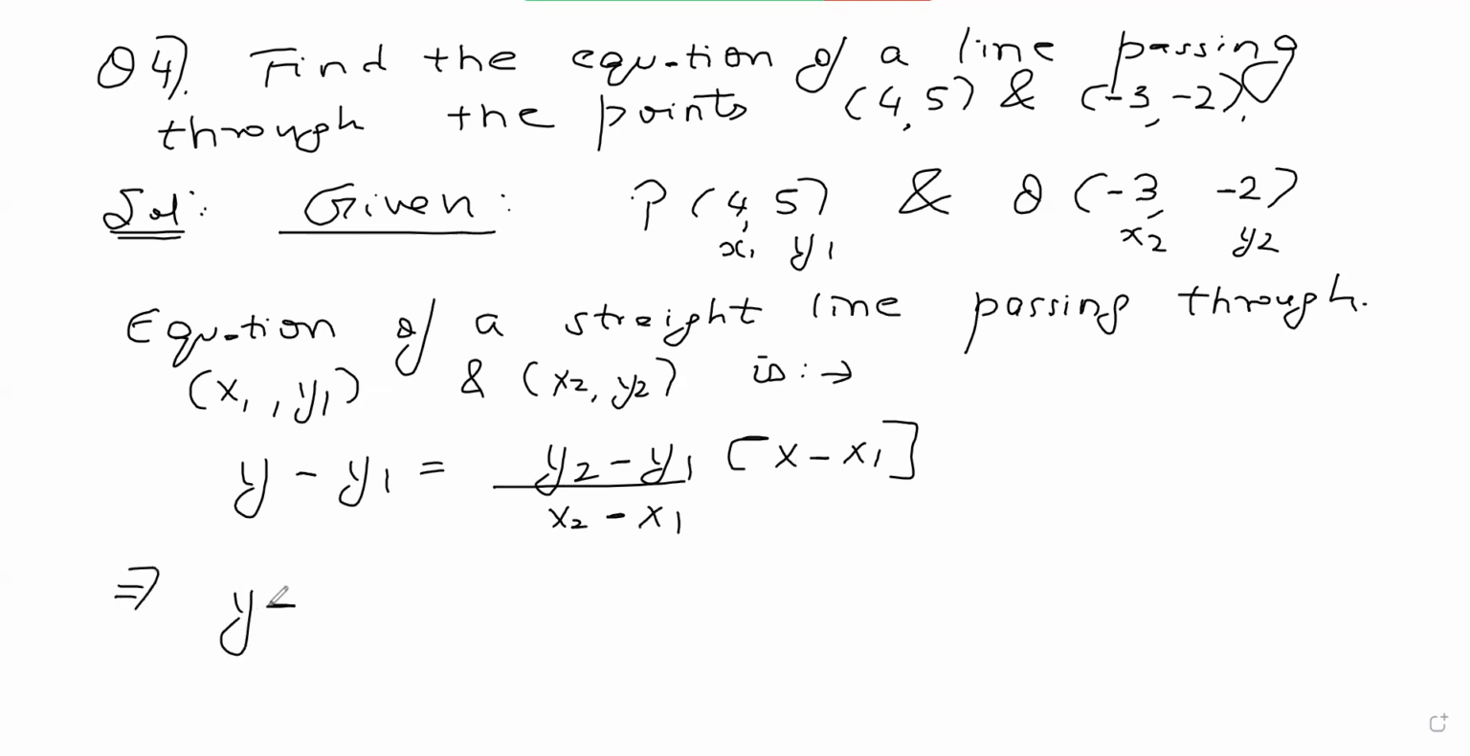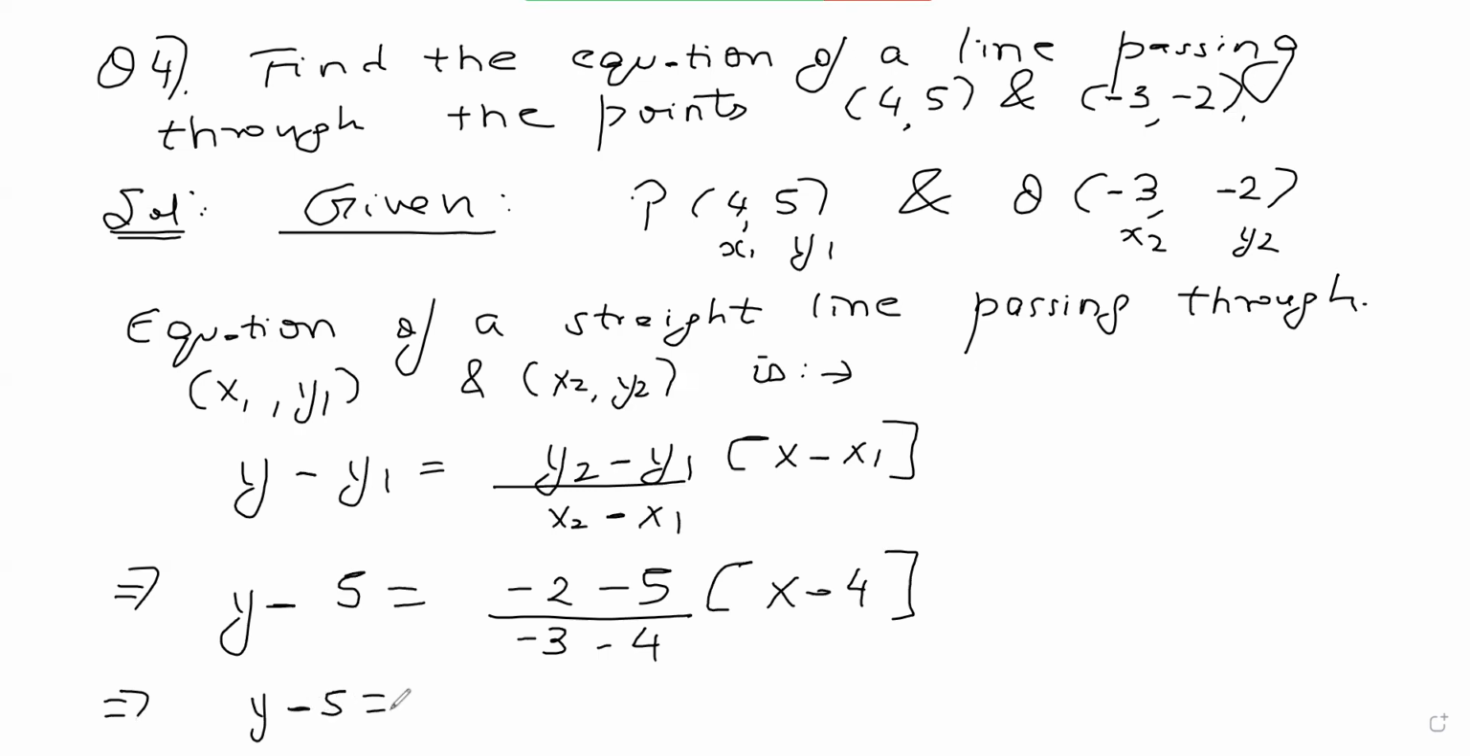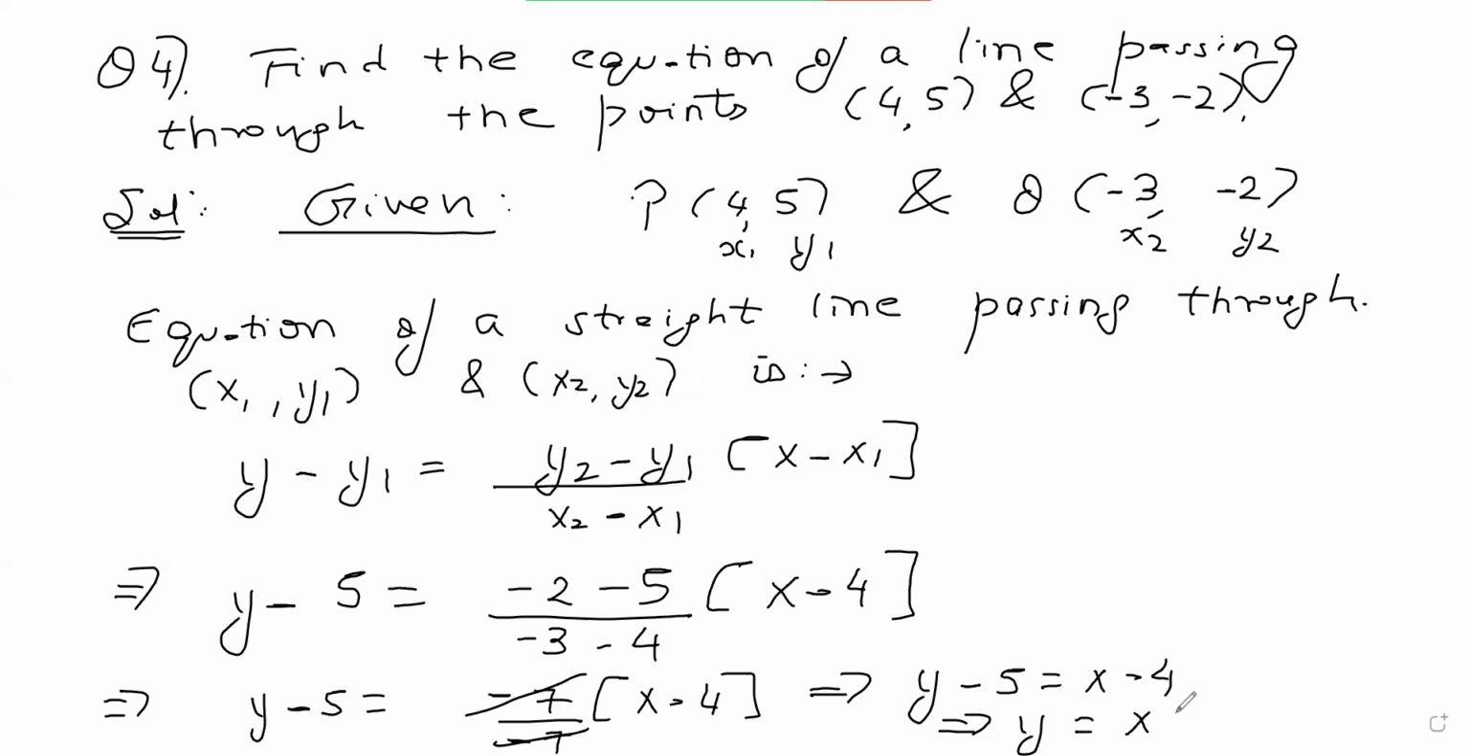What is y1? 5. What is y2? -2. Y1 is 5. X2 is -3. X1 is 4. And x1 is again 4. So y minus 5 is equal to -7 over -7 times x minus 4. -7 cancel off. I get y minus 5 is equal to x minus 4, which implies y is equal to x minus 4 plus 5, 1. So y is equal to x plus 1 is my answer. This is the required equation of the straight line. Y equals x plus 1.